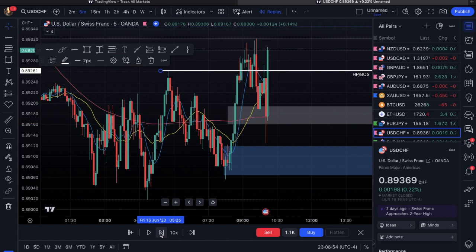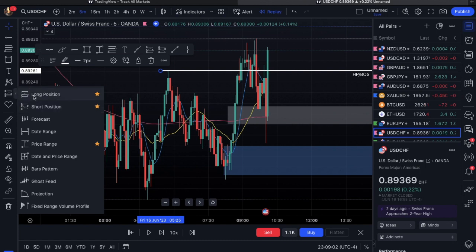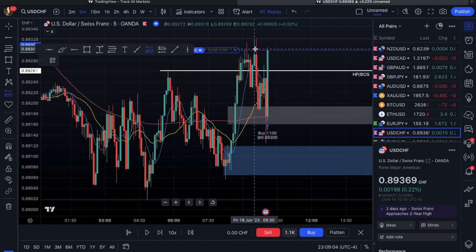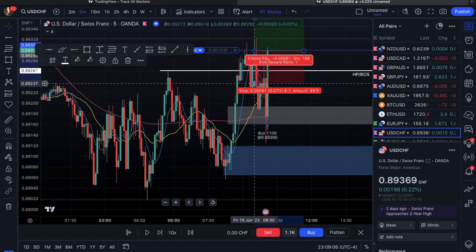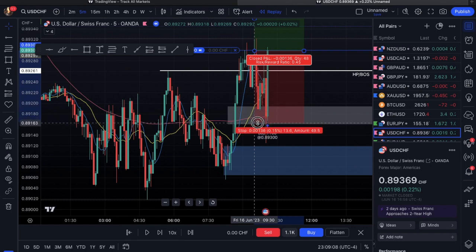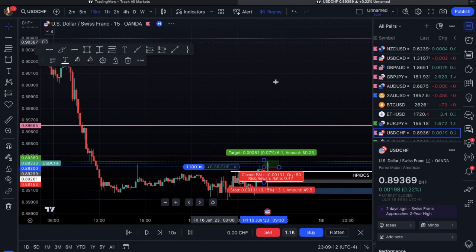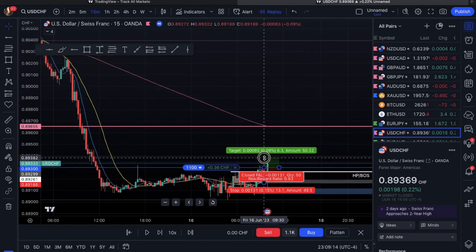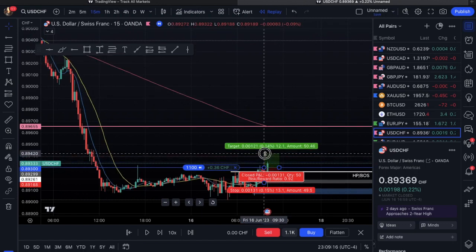Now, because it's around 10 o'clock and it's Friday, I'm not looking to go crazy, only looking to take a 1-to-1 risk to reward. So we go ahead and go long. Stop loss is going to be at the bottom of this candlestick. And then we're going for the 1-to-1 on a Friday.